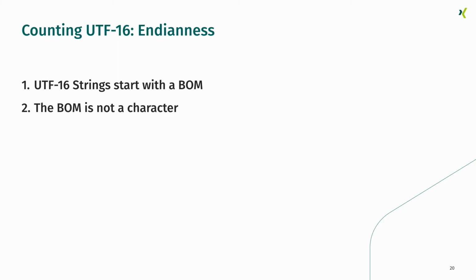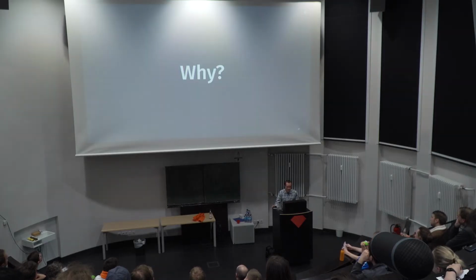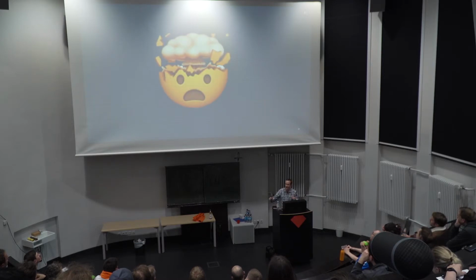So let's recap. UTF-16 strings start with a byte order mark. The byte order mark is not a character. It specifies the order of the bytes. And Ruby does count the BOM anyway, like if it was a character. So why? Why, Ruby, do you do that? And the answer is, I don't know. Really, it doesn't make sense.